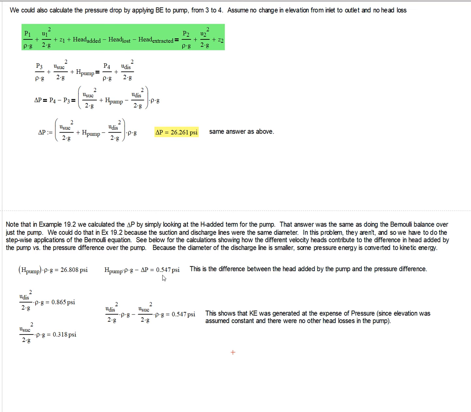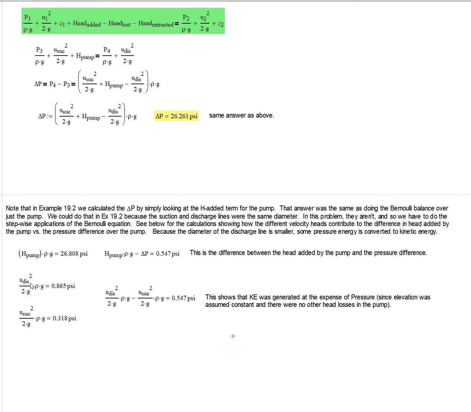And so the difference between the head added by the pump compared to the pressure difference is 0.547. If we look at the velocity head on the discharge side versus the suction side, notice that that is the same number that we get for the difference between the head added by the pump compared to the pressure drop. So this shows that kinetic energy was generated at the expense of pressure, because in this problem, since elevation was constant, there were no other head losses in the pump.